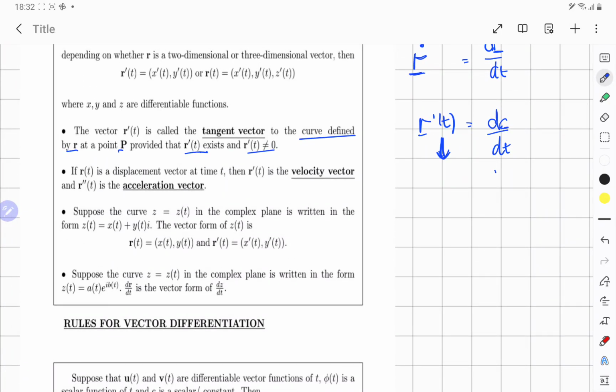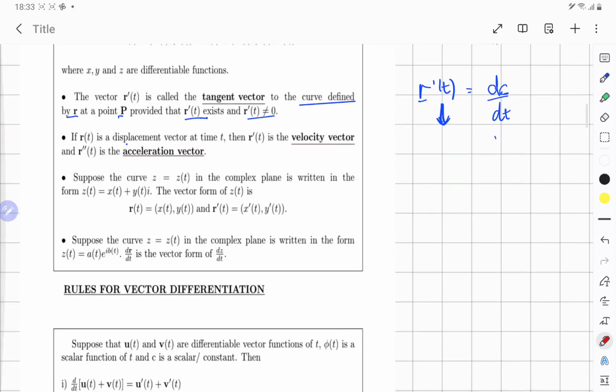So in the case where r(t) is the displacement vector at a time t, just recall that the derivative is the velocity vector and the second derivative the acceleration vector. Now, what we're going to do, very important.